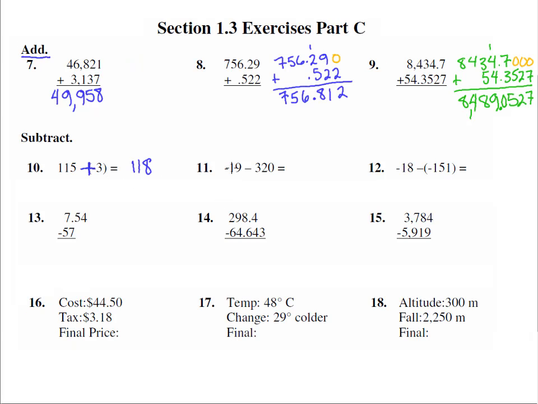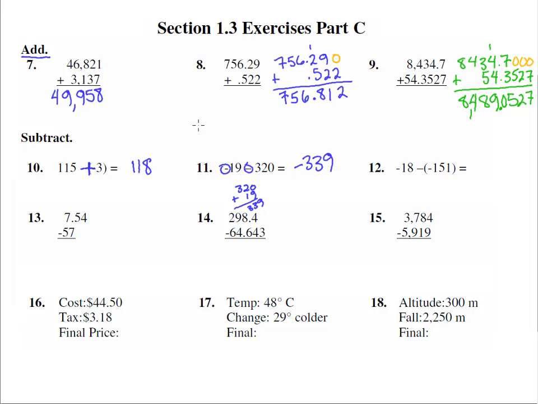Good. Number 11. This is minus 19. Subtract 320. Now, since these are both negatives, they're both headed in the same downward direction. So this is actually an addition problem. You're actually going to take 320 plus 19, all in that same direction. So we get 339. And 339 all in the negative direction.